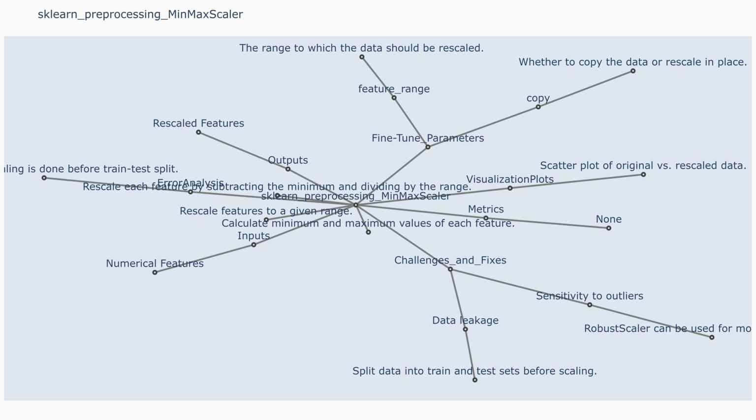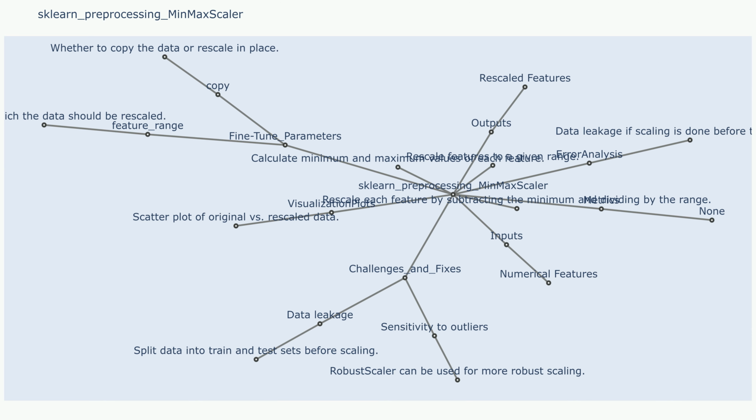It does this by subtracting the minimum value of the feature and dividing by the range, maximum value minus minimum value. This scaling method is useful for algorithms that are sensitive to feature scales, such as k-nearest neighbors, support vector machines, and neural networks.